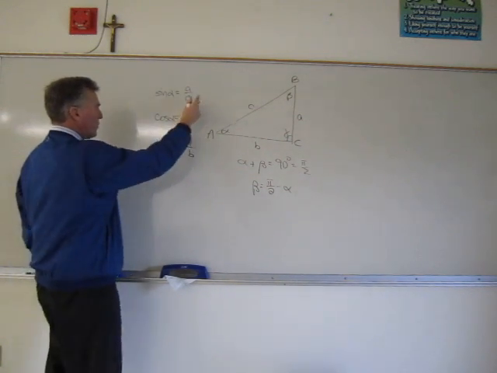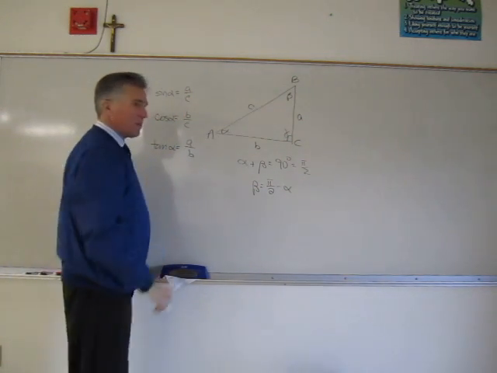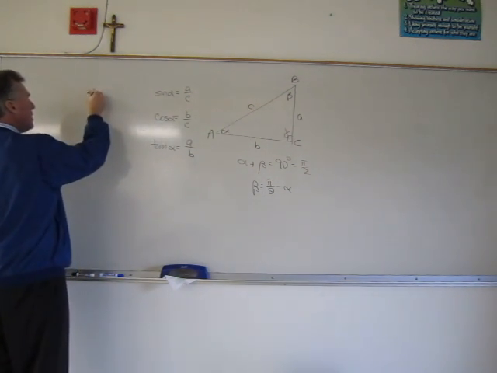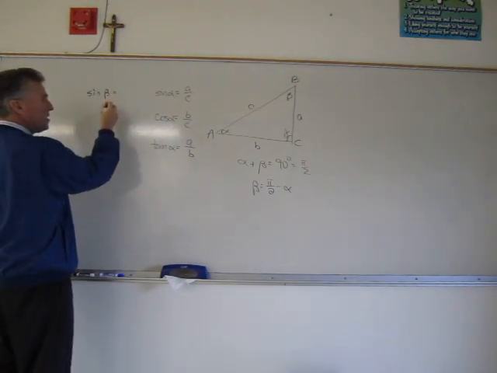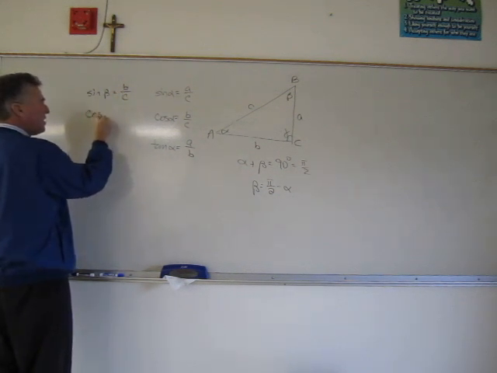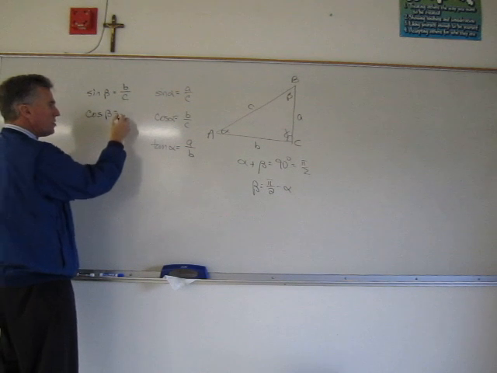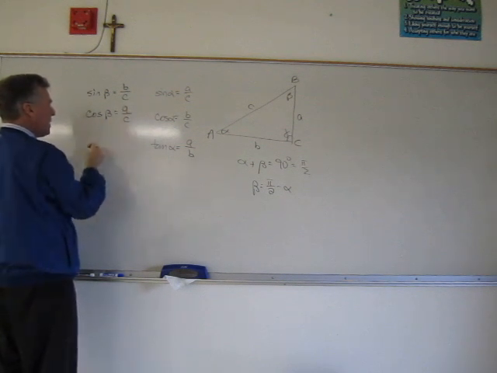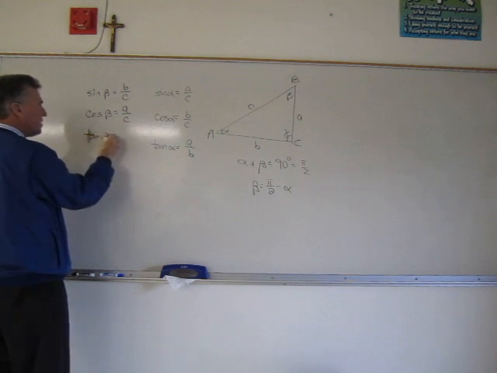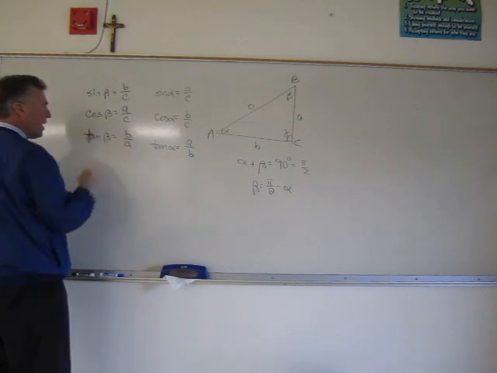Well, if we do the same exercise for the other acute angle in the right triangle, we have that sine of beta is equal to B over C. Cosine of beta is equal to A over C. And tangent of beta is equal to B over A.